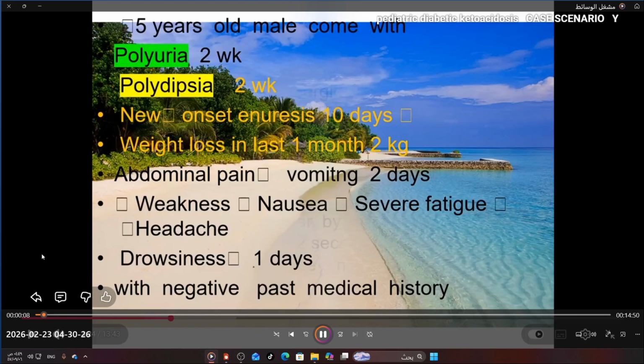If you treat the DKA in the PICU, then suddenly the patient develops severe headache, drowsiness, hypertension, irregular respiration, bradycardia. What is this? Yes, exactly. Those are classic signs of cerebral edema. So at that point, you need to act immediately. Raise the head of the bed, give hypertonic saline, and notify the team urgently because this is a serious complication. This is cerebral edema, the complication of treatment of DKA.